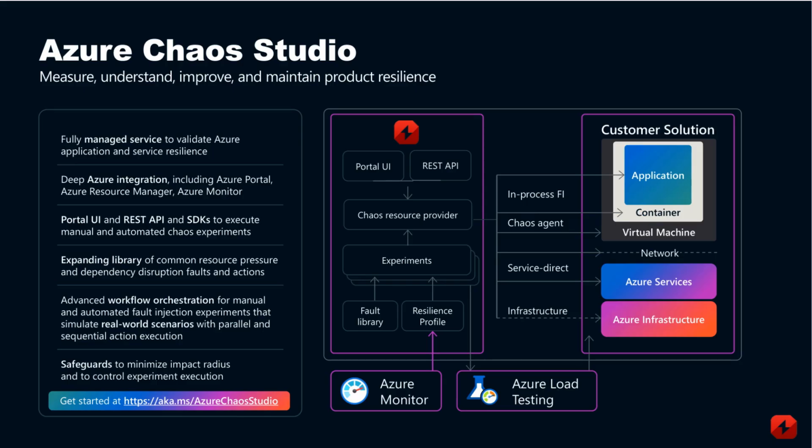Azure Chaos Studio is a fully managed service designed to validate resilience by running fault injection experiments on your applications. Integrated tightly with Azure tools like the Portal and Monitor, it supports manual and automated testing via REST APIs and SDKs. Its extensive fault library includes agent-based faults and service direct disruptions. Advanced orchestration enables precise fault sequencing and workflows that simulate realistic failure scenarios. Safety features like role-based access control and impact radius limits ensure experiments cause no unintended harm.